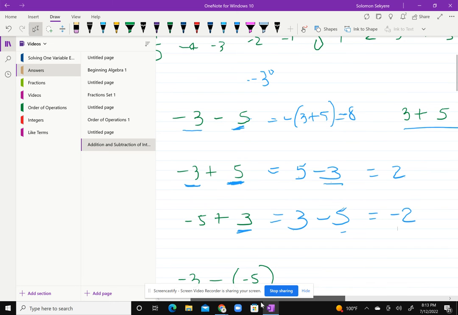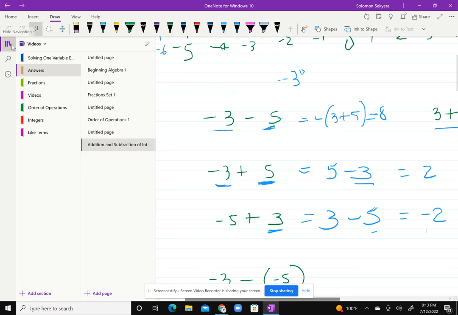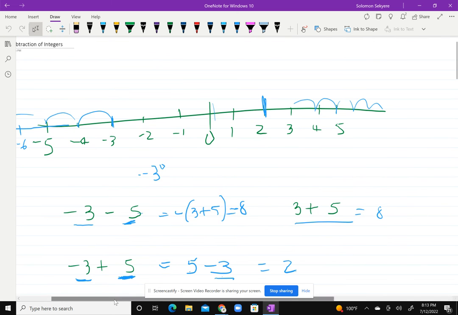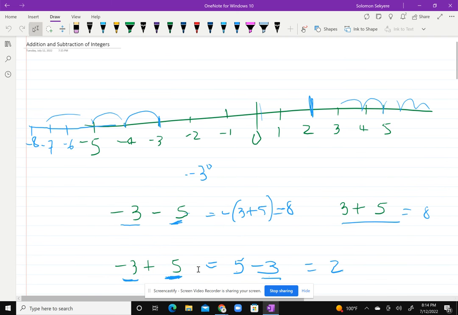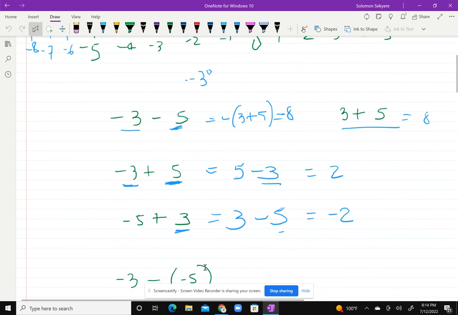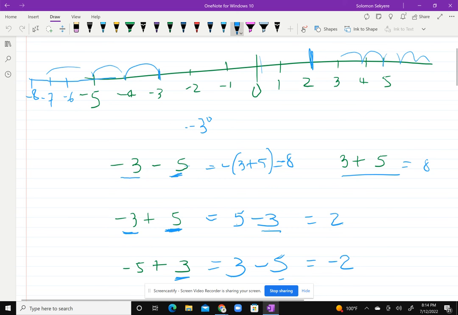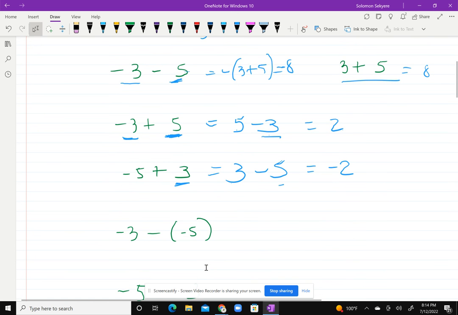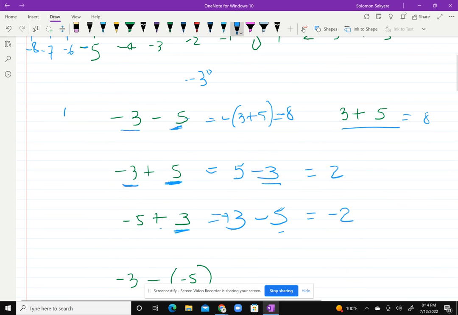And you can do that on the number line. If you go to your number line, negative 5 plus 3, 1, 2, 3, you end up at negative 2. But all you do, always, is write your positive number first, plus 3, minus 5, negative 2.